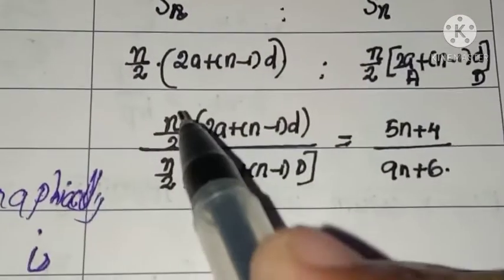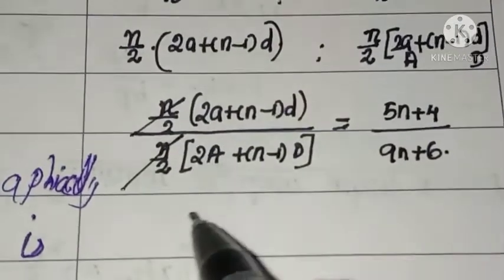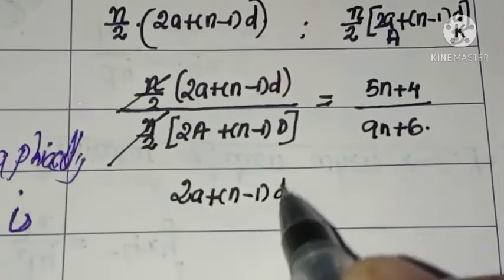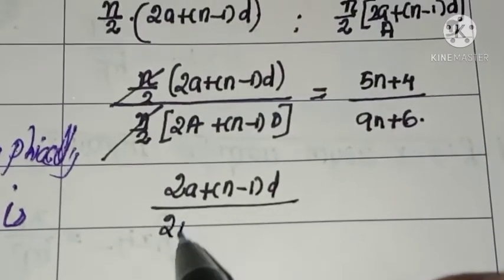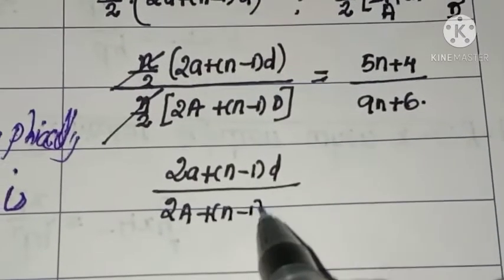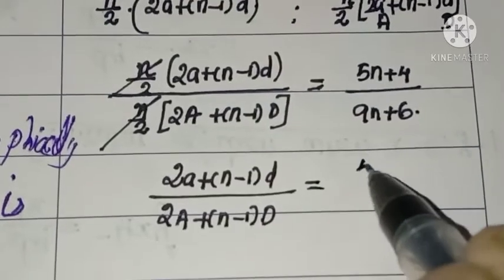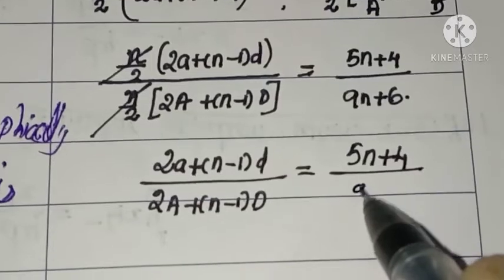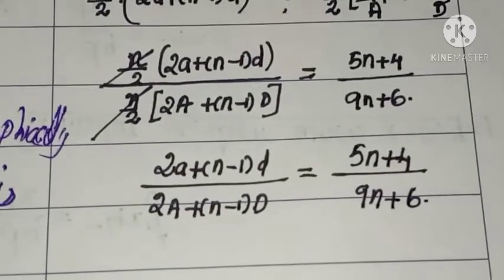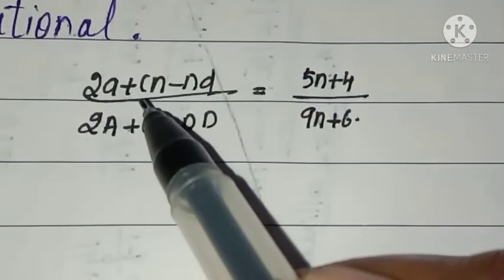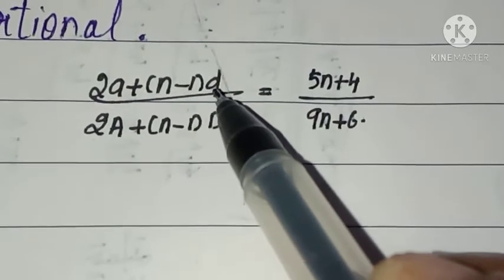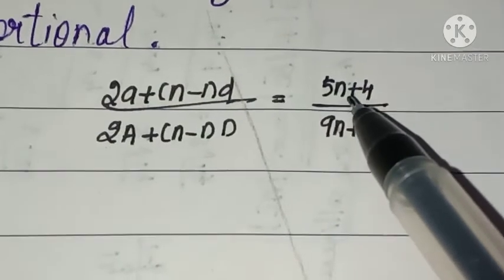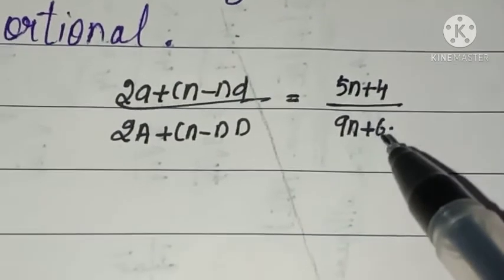Okay, here we can cancel this n by 2 and n by 2. So we have 2a plus n minus 1 into d by 2A plus n minus 1 into D is equal to 5n plus 4 by 9n plus 6.